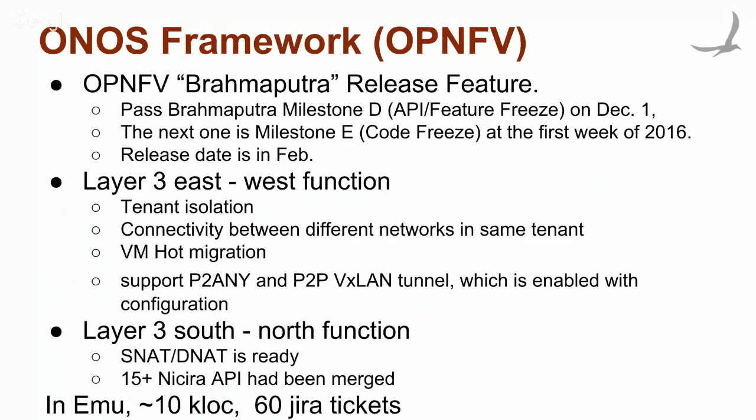Okay, now over here I can give you a quick update of where we are in the Open F3. So basically on December 1st, they have milestone D checks. Basically, that checklist includes your APIs, your features. So we passed milestone D. The next one is milestone E, which is the code freeze, and the final release is milestone F. It's in February. So far, it's in good shape.